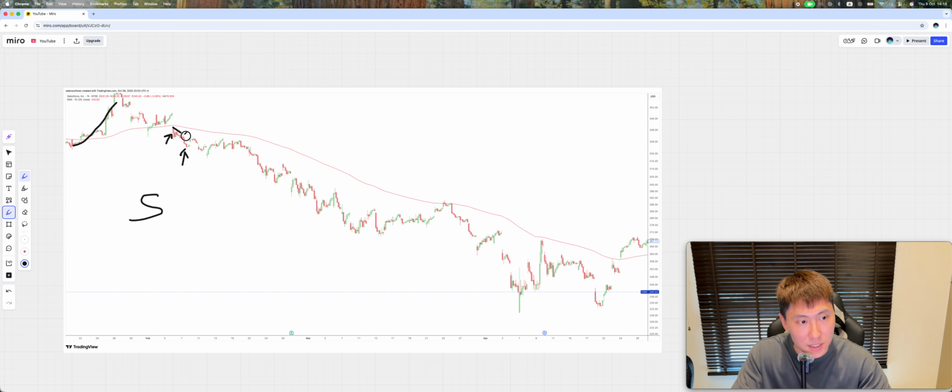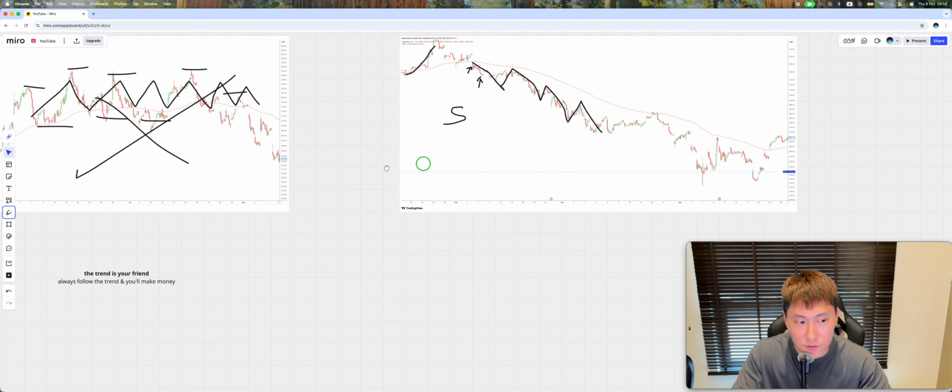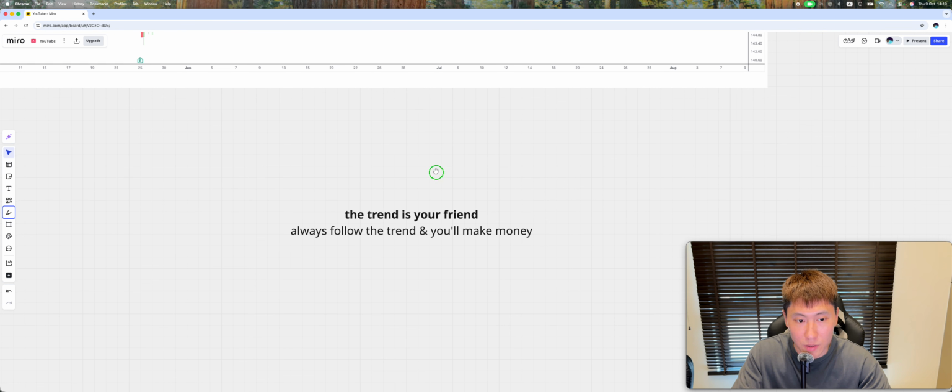And it's very obvious there's a lower low, lower high, lower low, lower high, lower low, lower high, lower low. So the structure itself, you can see that it's a very bearish structure. So in this kind of scenario, we only want to look for shorts. So what I'm trying to say, identifying the trend is very, very simple. And you need to always remember that the trend is your friend. So you always follow a trend and you'll make money. That's a very simple ideology.